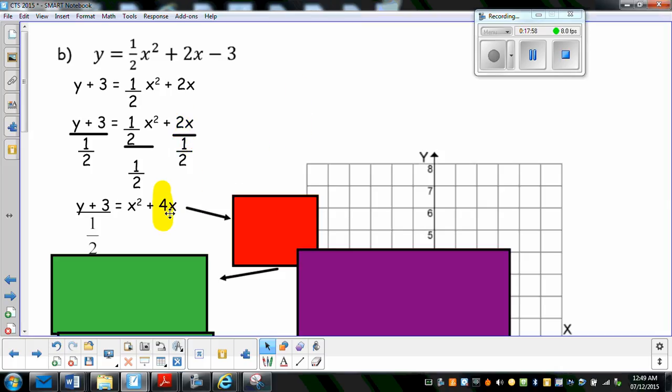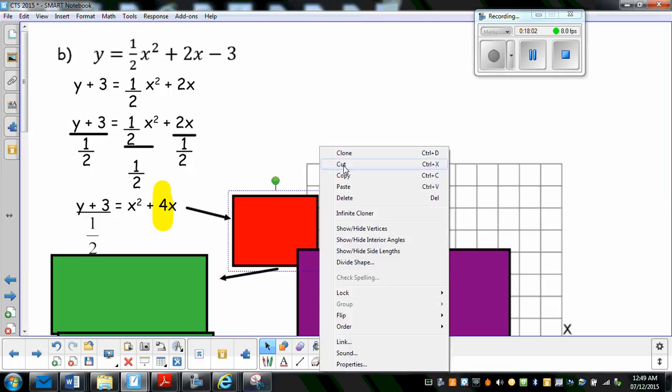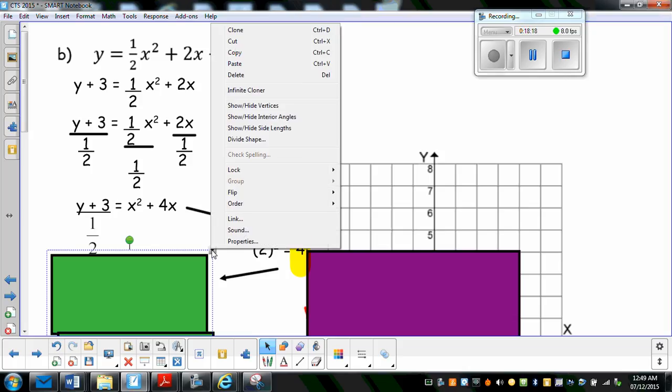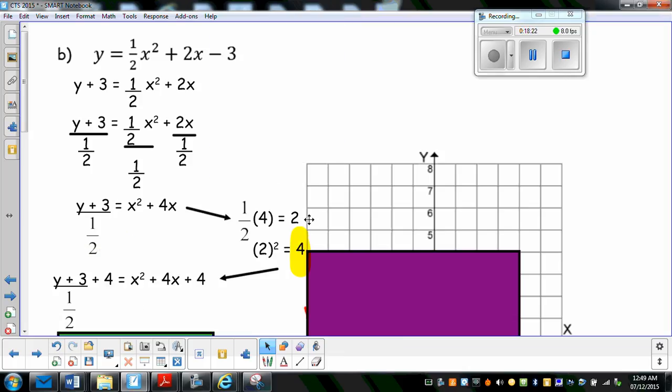So now I have to work with that 4 to figure out what number I need to create a perfect square trinomial. So I do 1/2 of 4, which is 2, and then I square the 2. So I end up putting 4 in on the end of the left side and on the end of the right side. So there's my plus 4 on the left side, my plus 4 on the right side.